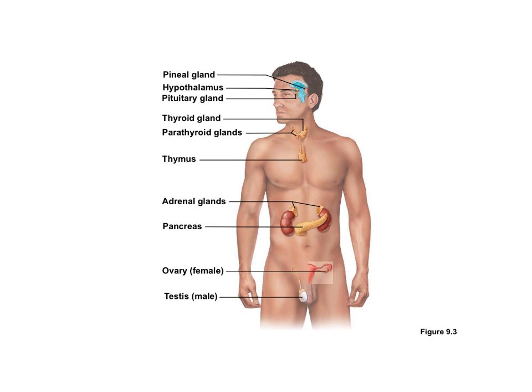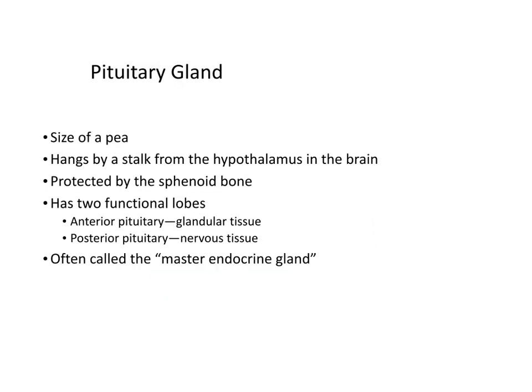So inside of your skull, kind of tucked into your brain, you've got the pineal gland, the hypothalamus, and the pituitary gland. And then sitting on top of your trachea, you have the thyroid gland, parathyroid glands, and the thymus. In your abdomen, you have the adrenal glands and the pancreas, and in the pelvic region, you have the ovaries and the testes. First, we'll talk about the pituitary gland.